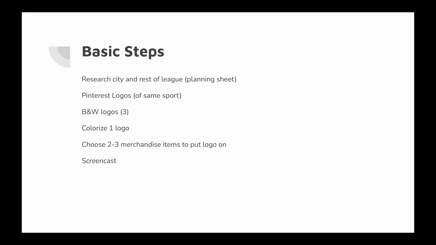Then from there, you'll choose 2 to 3 possible things to put that logo on. Maybe it's a helmet, maybe it's a t-shirt, maybe it's the stadium itself. So you'll pick some merchandise that you can Photoshop the logo onto, and then you'll record your screencast that talks about your entire process.